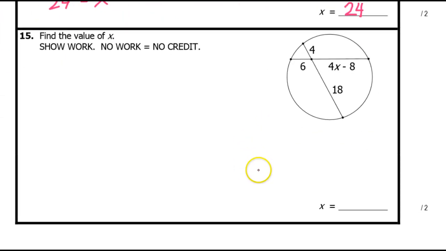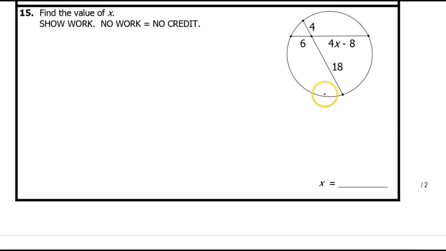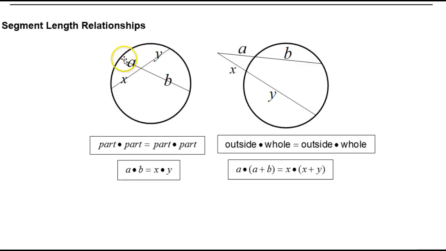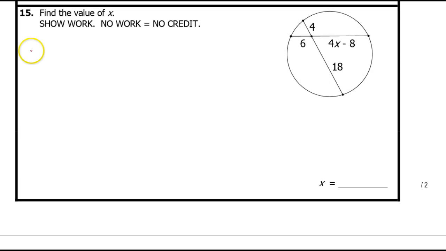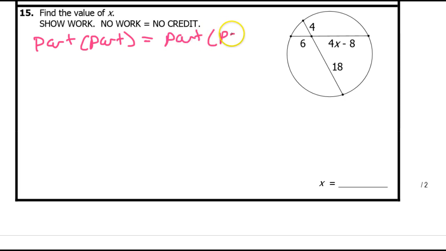Number 15. So this is the other situation where the segments are intersecting inside the circle, which means part times part is equal to part times part. Okay, so here's one part and the other part.